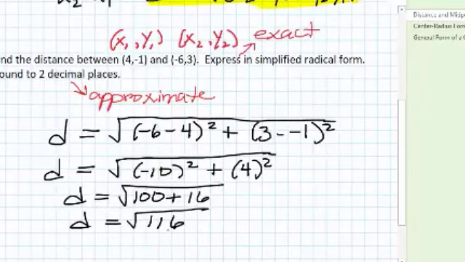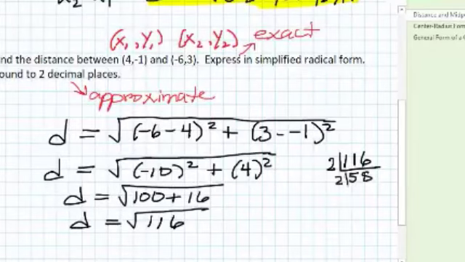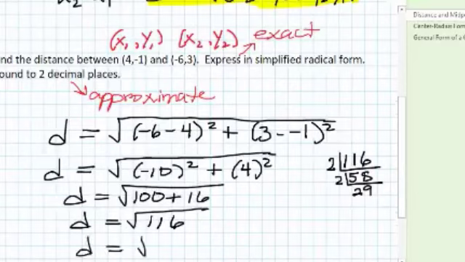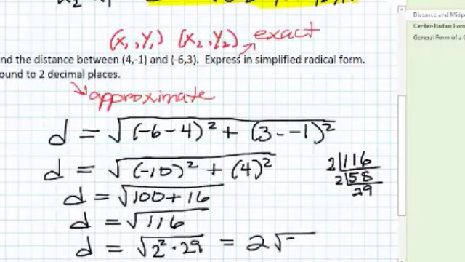If this number is not a perfect square, we want to see if any of its factors are a perfect square. The way that I prefer to do it is to look at the prime factorization. You might just divide out perfect squares, which is fine also. But I like to start with the lowest prime number 2 and divide in as many times as I can. So for example, 2 goes into 116 58 times, 2 goes into 58 29 times, and then 29 is a prime. So we're going to say that this is the square root of 2 squared, we have 2 factors of 2, times 29. Now the square root of 2 squared is just 2, so we have 2 square roots 29.